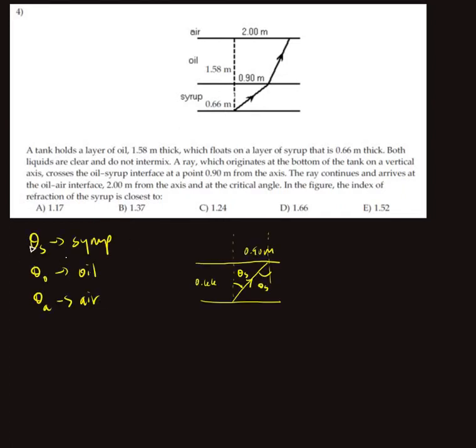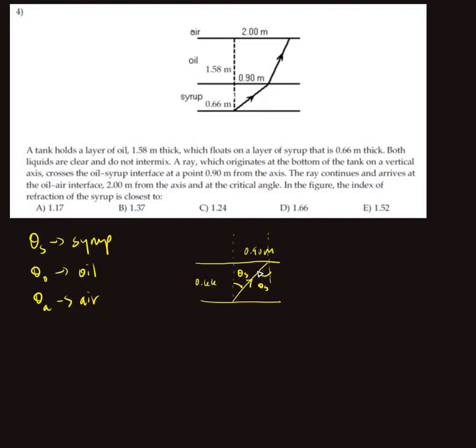Let me put it here. I already wrote here the angles for the syrup, oil, and air. And I'm making this diagram here, which is actually this part here. You see the 0.66 meter height. The ray will deviate from this vertical, which is 0.90 meters. And our interest will be this angle. This angle we call theta oil, which later is going to be equal to this one, which is going to be easy. Later on, we will start finding the index of refraction of the syrup. We need to know those angles. Let's put it here so we know this angle we're going to find.